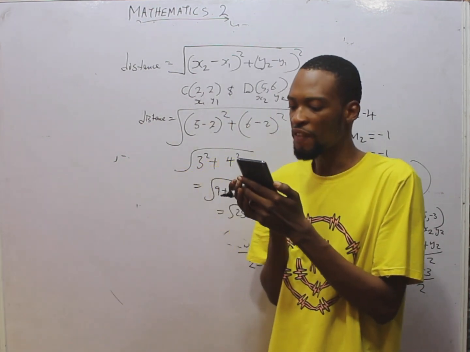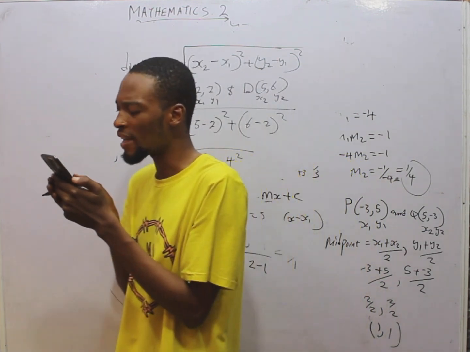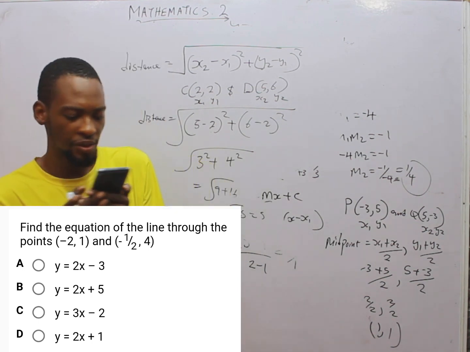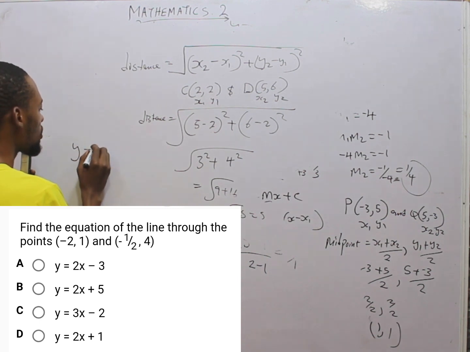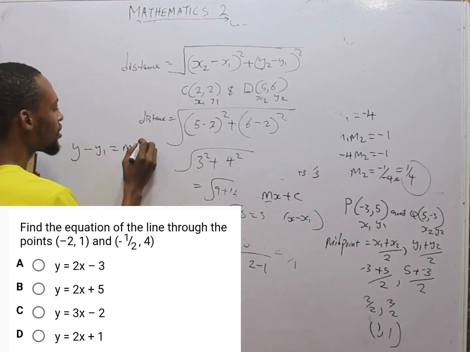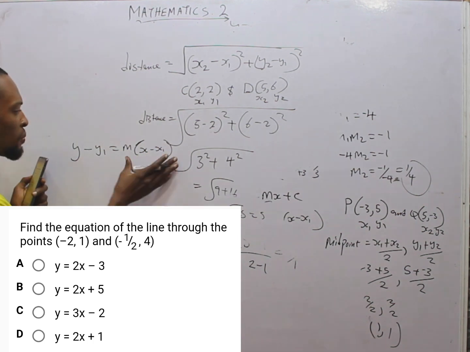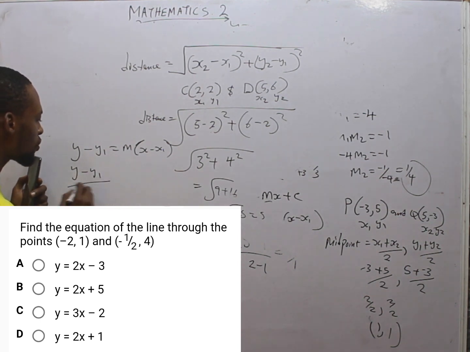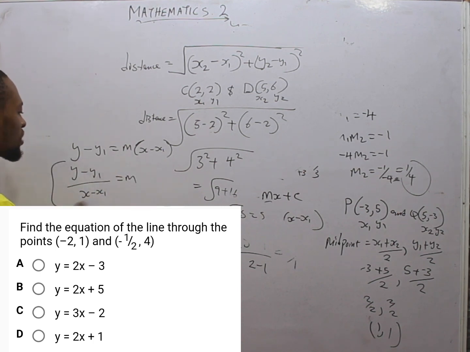And here it says, find the equation of the line through the points minus 2, 1 and minus 1 over 2, 4. So this is the formula you use for this. Remember, y minus y1 equals m(x minus x1). So dividing both sides by x minus x1, you have y minus y1 over x minus x1 equals m. So this is the formula you use.